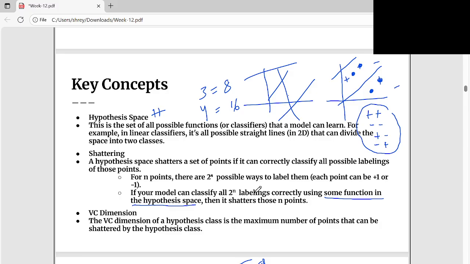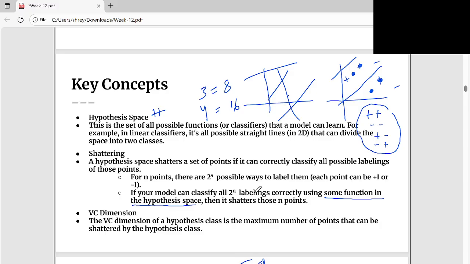Shatter means correctly classify, but it's not as simple as that. It should classify all the possible conditions on those sets of points. For example, let's say your data set has only one sample. Then it can be either positive or negative, right? So this is called n equal to 1.